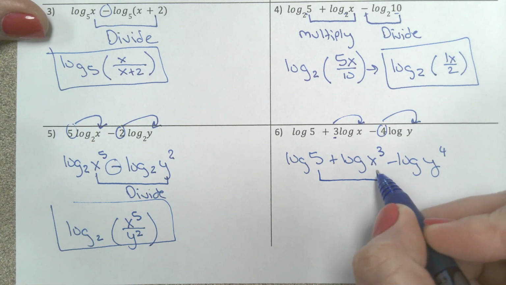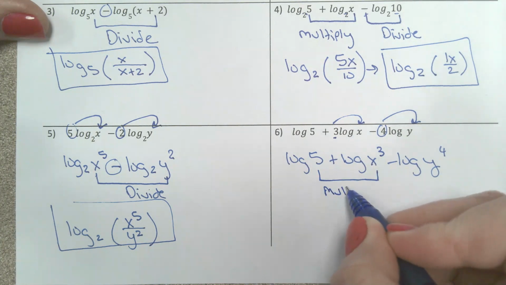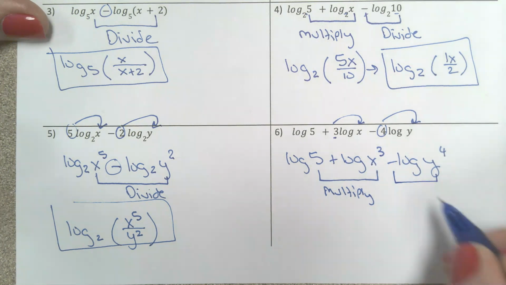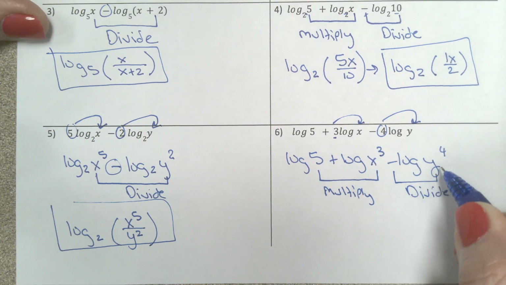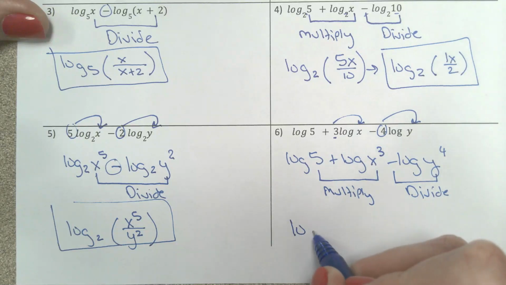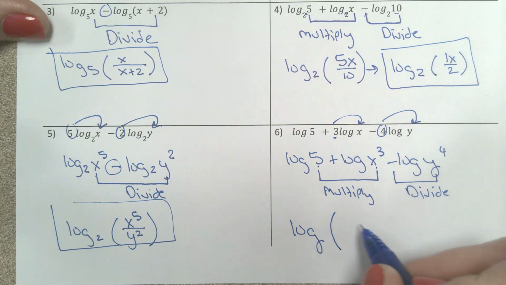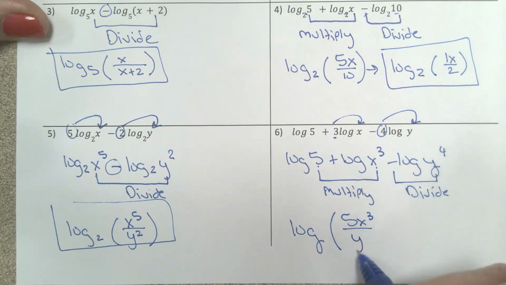I have addition, so I'm going to condense by multiplying those two. I have subtraction. I'm going to condense by dividing or moving that to the denominator. So I have log of 5 times x to the 3rd, which is 5x to the 3rd, divided by y to the 4th.